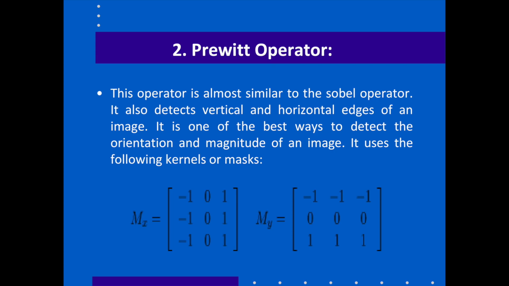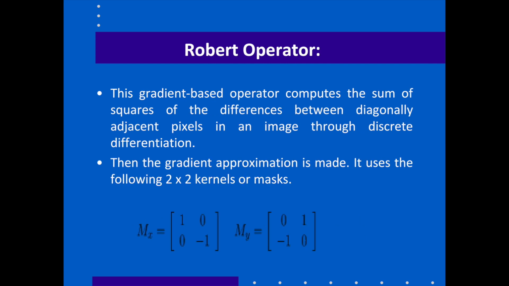It uses the following 3 by 3 kernel or mask, where mx is equal to minus 1, 0, 1, minus 1, 0, 1, minus 1, 0, 1, and my is equal to minus 1, minus 1, minus 1, 0, 0, 0, 1, 1, 1. The third operator is the Roberts operator.